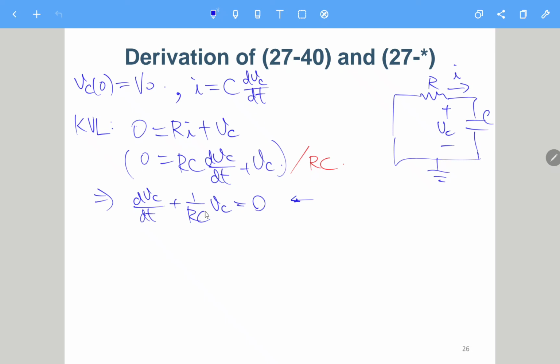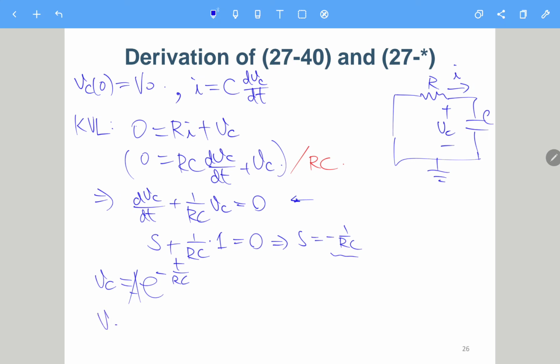If you are still not familiar with how to solve the homogeneous solution, I can quickly go through it. We change the first derivative to s, and then 1 over RC, and the original function we change to 1. So we get s plus 1 over RC equals 0. Then we will get s equals negative 1 over RC. So this is a real value. So VC will be nothing but A times exponential to minus t over RC. We don't have a particular solution because the right side is zero. So the particular solution is nothing but zero. This is already the complete solution.